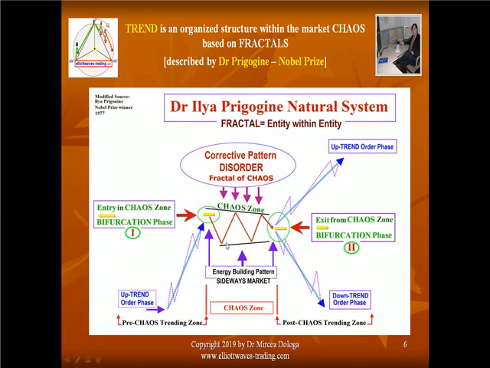Then in the middle we have the chaos zone, which is mostly an energy building pattern and is formed by a sideways market. On the right side we have either an uptrend order phase, with of course the bifurcation phase number 2 from the chaos to the order phase, and then if it goes down, it's called the downtrend order phase.